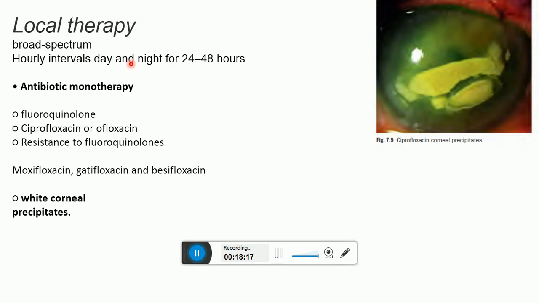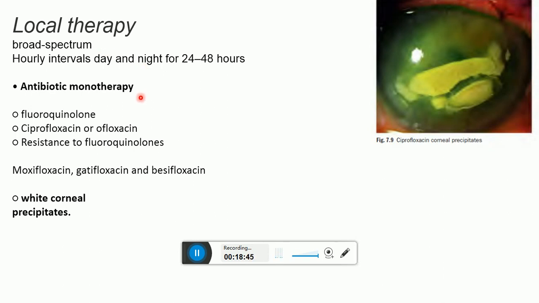Local therapy. Topical therapy can achieve high tissue concentration and initially should consist of broad spectrum antibiotics that cover most common pathogens. Initially, instillation is at hourly intervals, day and night, for 24 to 48 hours, and then is tapered according to clinical progress.